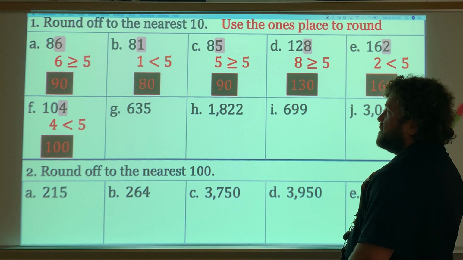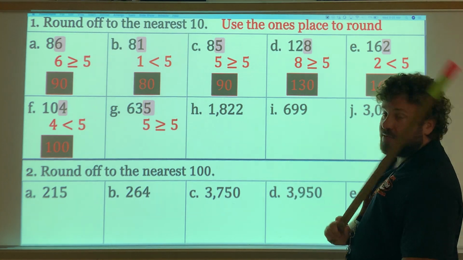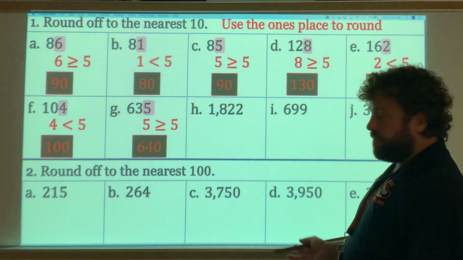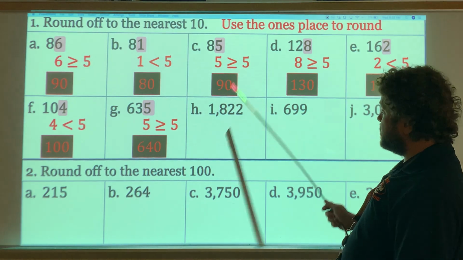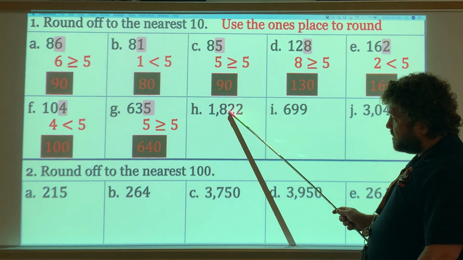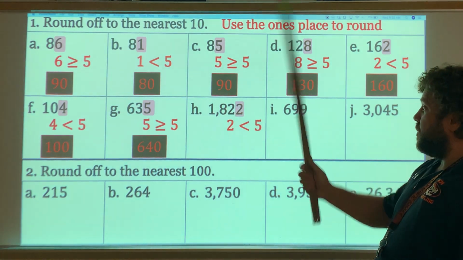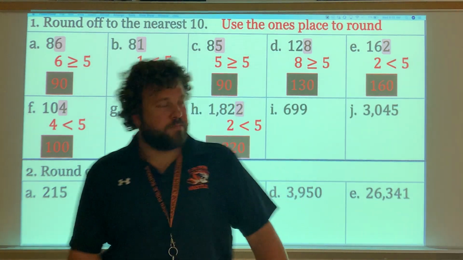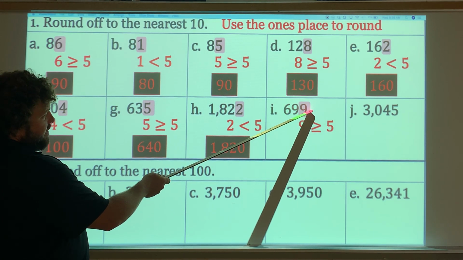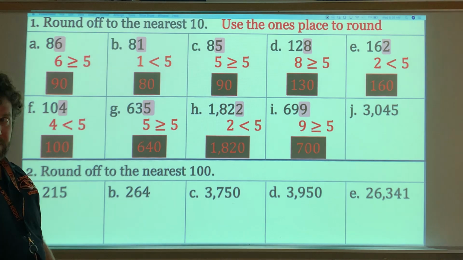All right. G. You have 2 choices here. 630, 640. 5 is greater than or equal to 5, so your answer is 640. Right here, 1,822. All right, so, ready? 1,820, 1,830. The 2 is less than 5, so you round down, 1,820. Right. 699. Your answer is going to be 690, or 69 plus 1 is 700. So 9 is greater than or equal to 5. Obviously, your answer is 700.